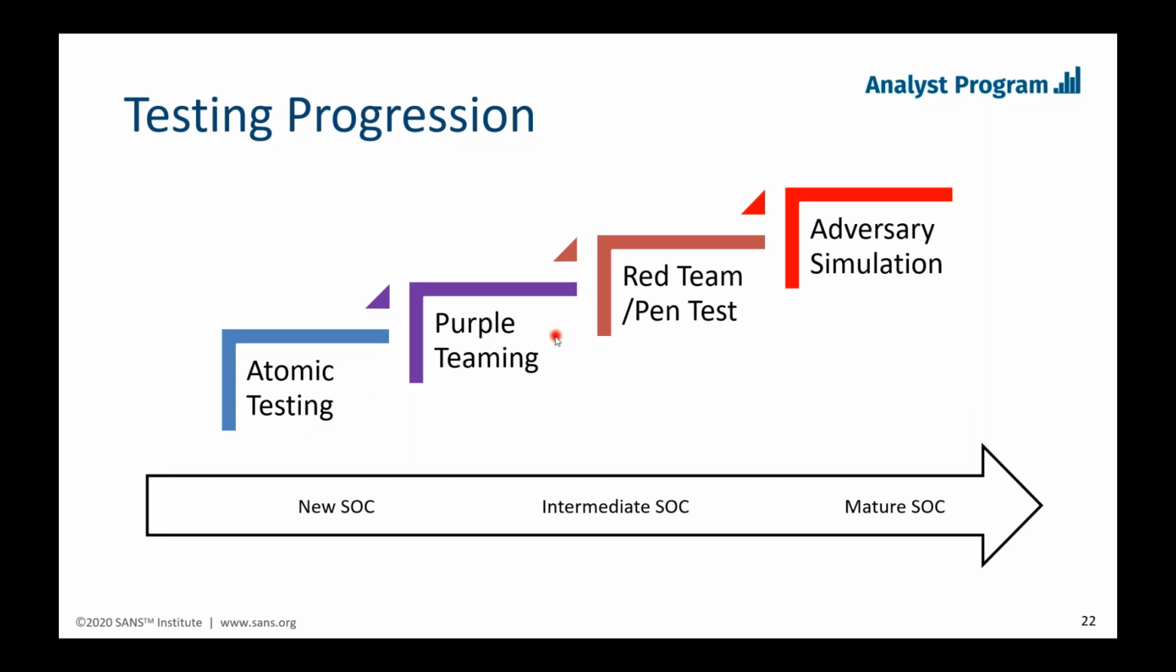The next step up, maybe we go up to purple teaming, where we kind of do a collaborative test and the blue team and the red team are working together. Those things help build confidence and prove in a different way than atomic testing that these things are going to then work in the real world.